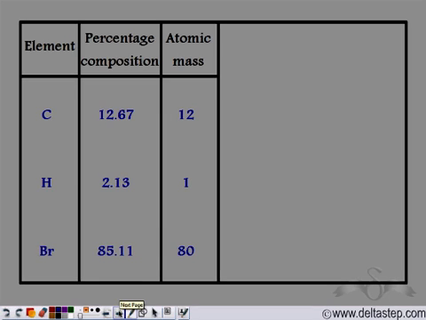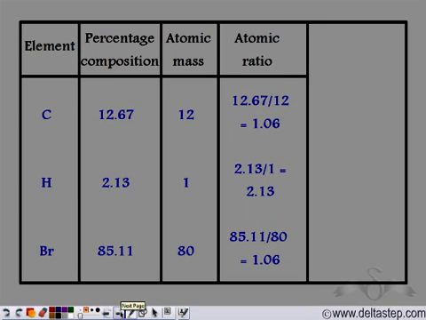Now this is the percentage composition of carbon in the compound and this is the atomic mass of carbon. So when we divide this number, that is 12.67, which is its percentage composition, by its atomic mass, we get its atomic ratio. Similarly, to get the atomic ratio of hydrogen, we divide its percentage composition by its atomic mass. Similarly for bromine. So now we get the atomic ratio of the three elements present in the compound. So these are the three atomic ratios. The atomic ratio of carbon is 1.06, hydrogen is 2.13 and for bromine it is 1.06.